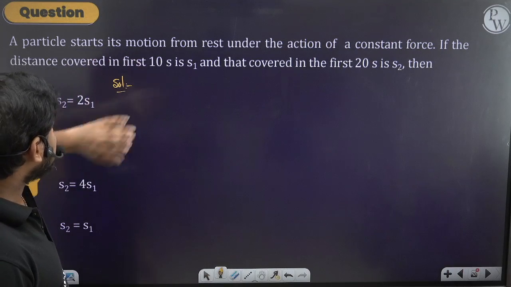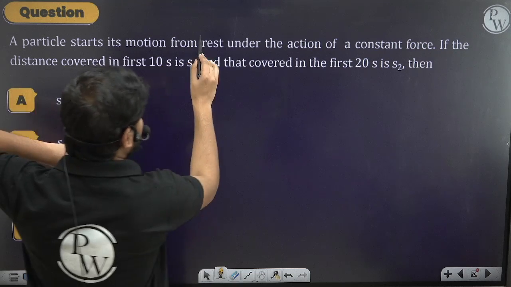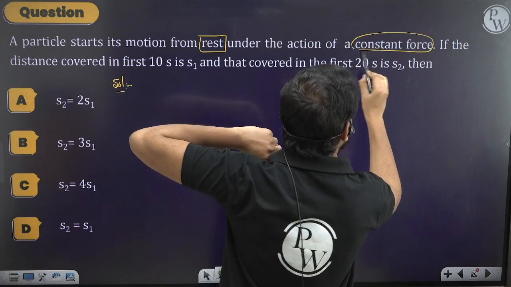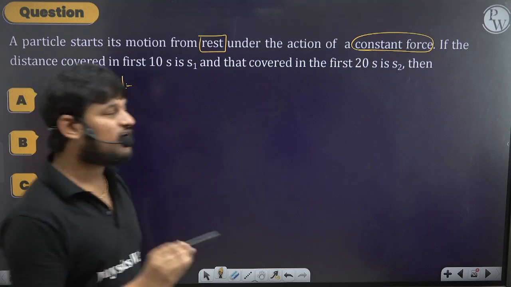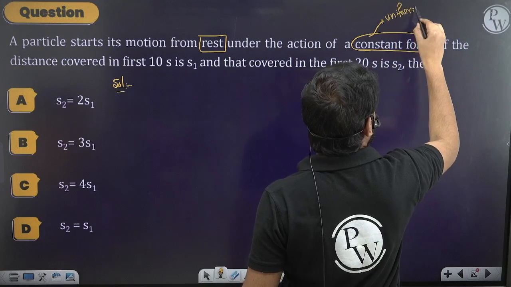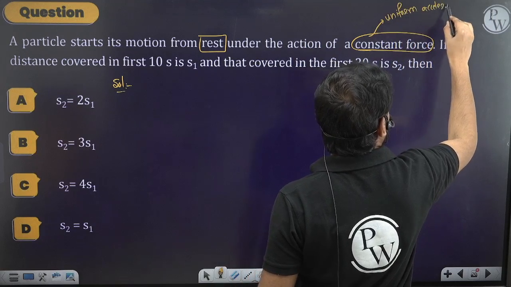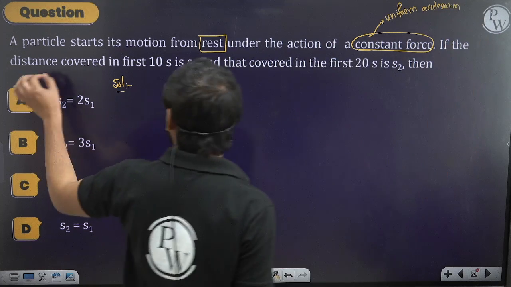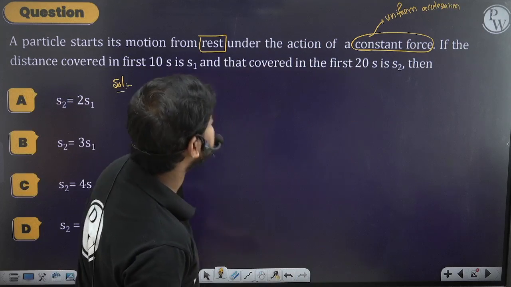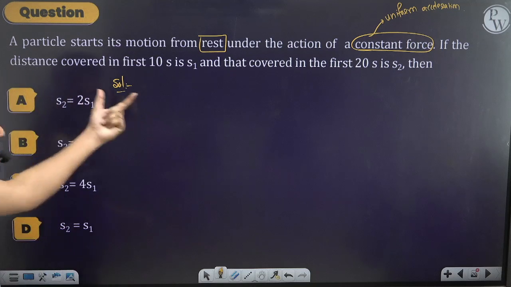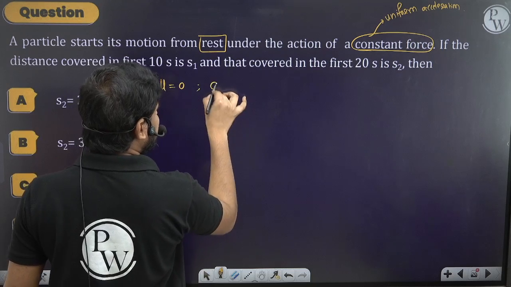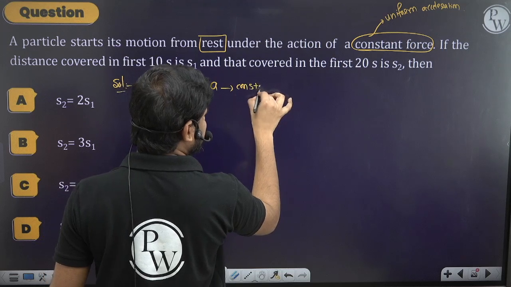A particle starts its motion from rest, so initial velocity is 0, under the action of a constant force. What does it mean by constant force? Constant force means uniform acceleration, right? Then, if the distance covered in the first 10 seconds is s1 and that covered in the first 20 seconds is s2, they are asking us the relation between s1 and s2. So the body's initial velocity is 0 and the acceleration a is constant. This is the given information.